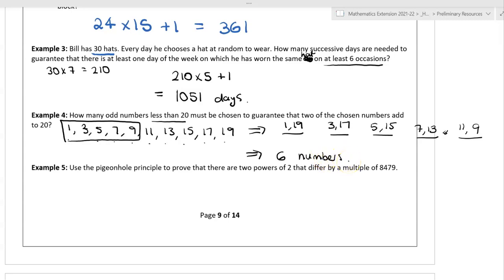So just pause and have a think about that. Obviously I choose the worst scenario first. I could have chosen the smallest 5 or the highest 5, but once we get a pair, one from the lowest and one from the highest, then we would get that sum of 20. So what did I do? I put them in pairs and chose 1 from each pair. So that's 5. Add 1 more, and I definitely would have my sum of 20.